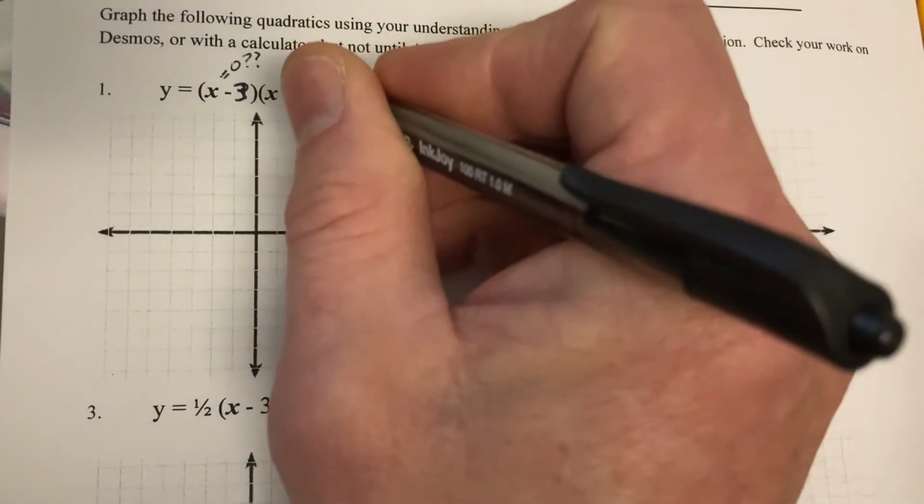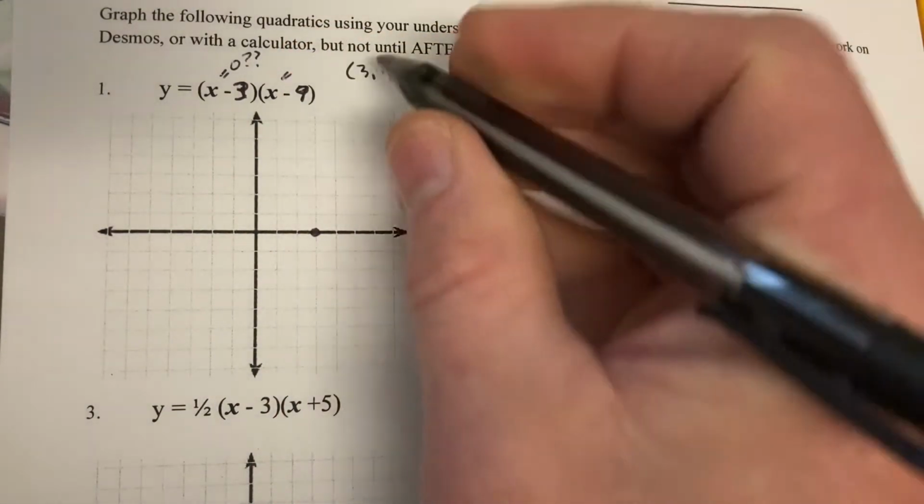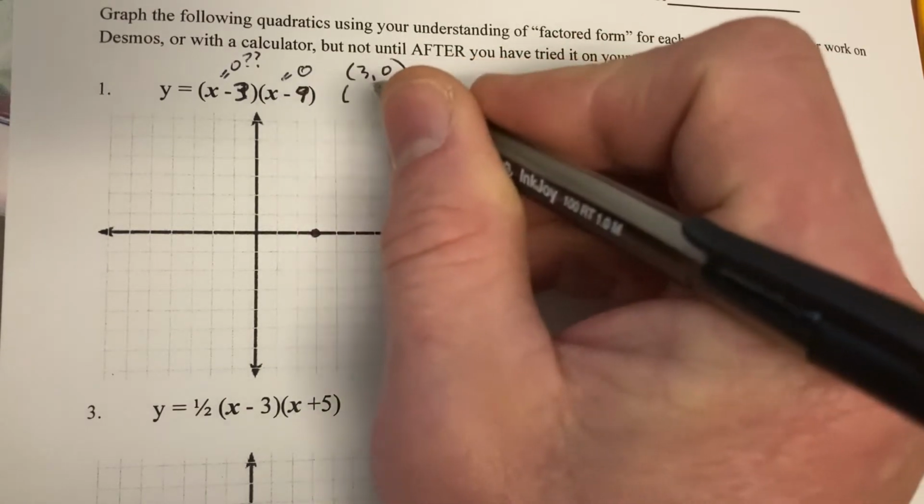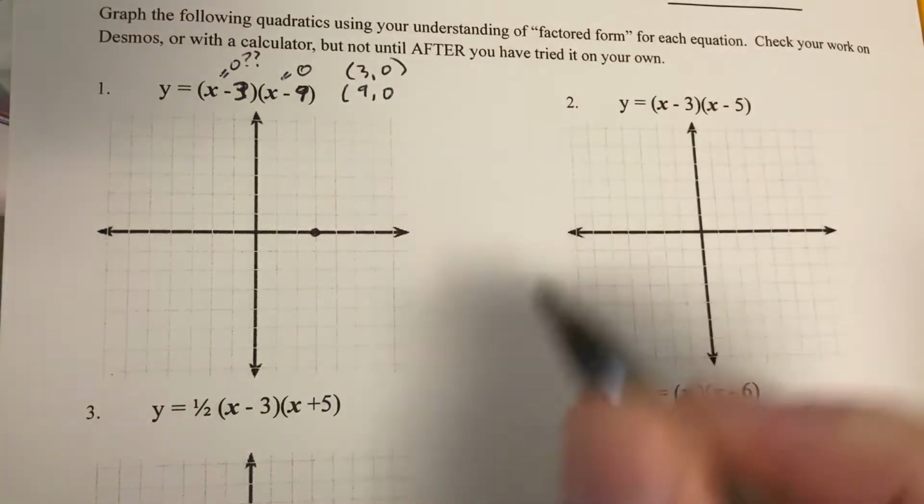Well, when do I get 0 here? Pause and figure that out. Hopefully it is not rocket science. That's going to be a 9, since 9 minus 9 gives me 0. So I get another point, 9 comma 0.